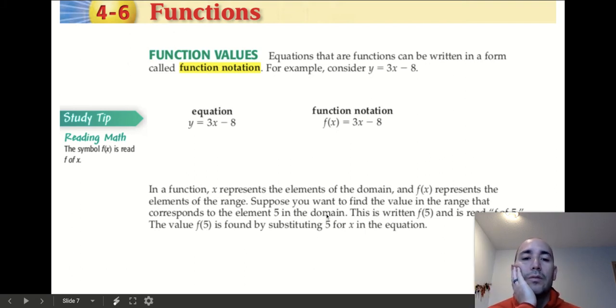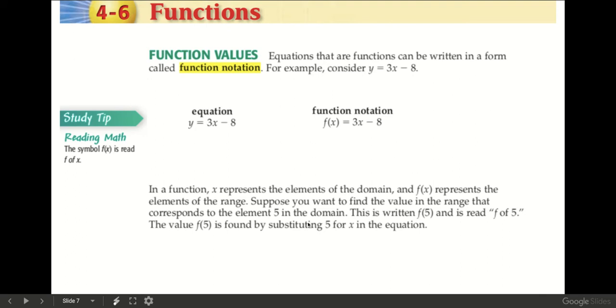It says, suppose you want to find the value in the range that corresponds to the element 5 in the domain. Basically, what does that mean? It means that you are putting 5 in for x. So this is written as f of 5. Instead of putting in an x, we're going to put a 5. So the value f of 5 is found by substituting 5 for x in the equation.